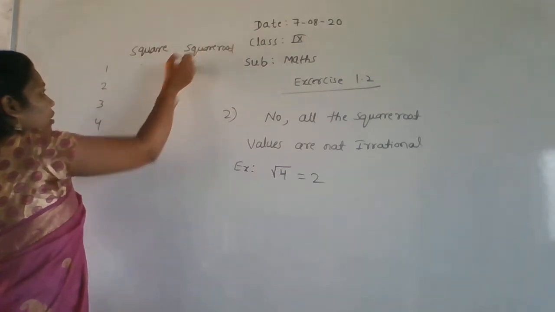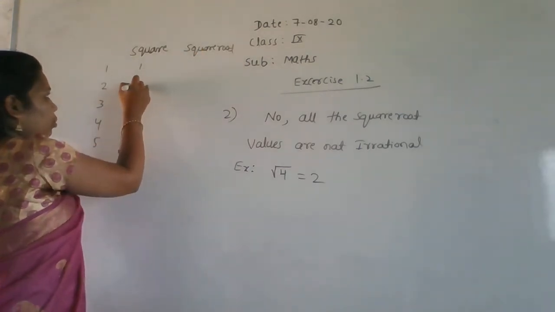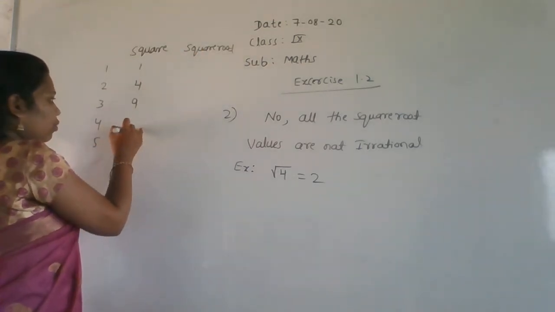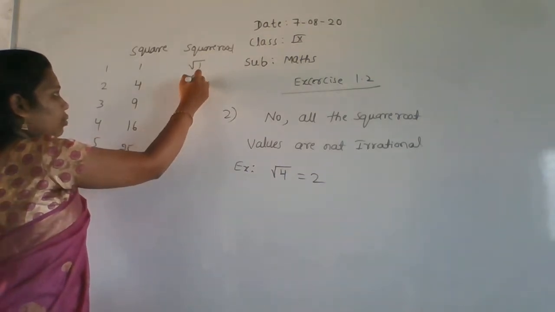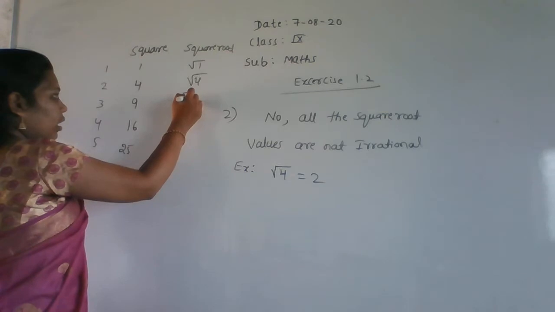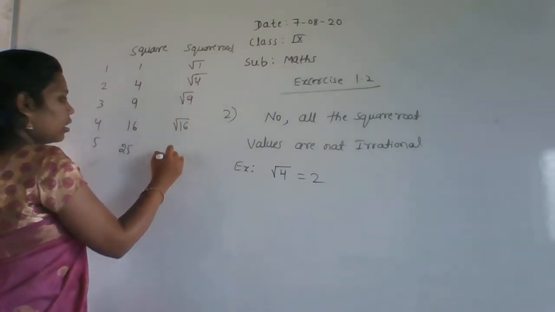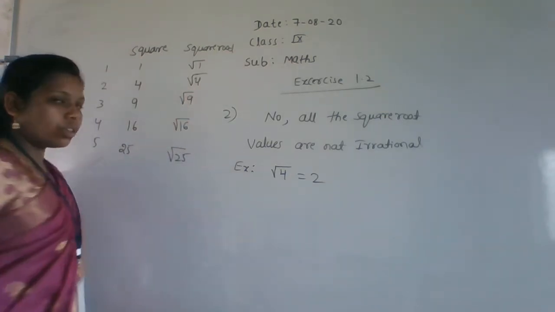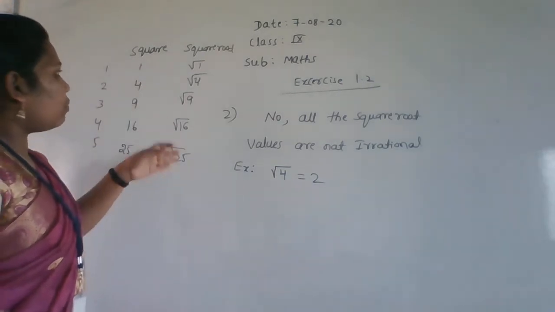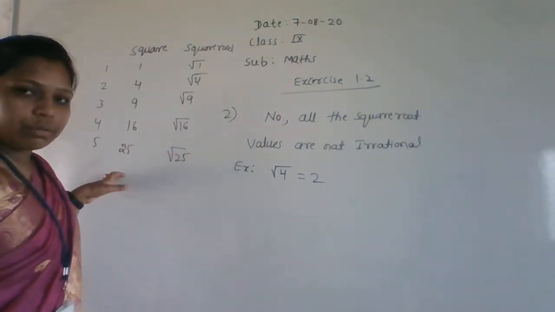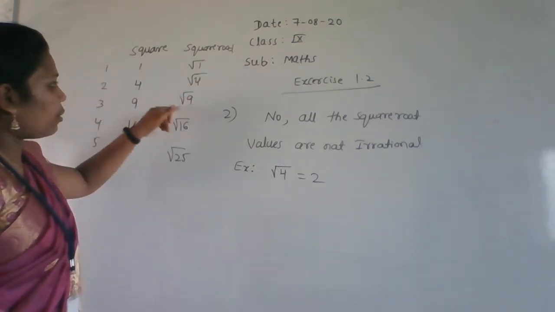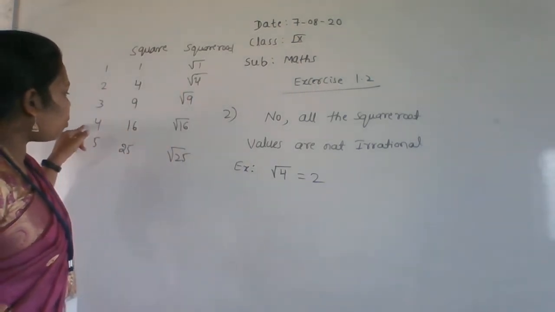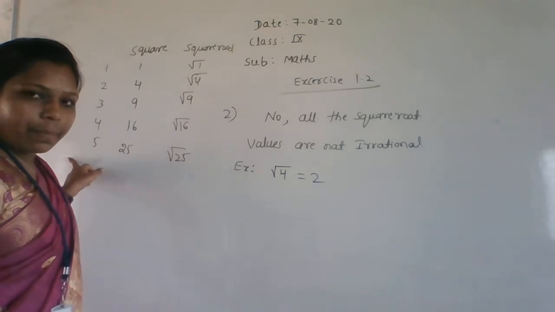Okay. So here 1, 2 2s are 4, 3 3s are 9, 4 4s are 16, 5 5s are 25. And root 1, root 4, root 9, root 16 and root 25. Okay. So these are called the square root values. These are called the square values. And the square root of 1 is 1, the square root of 4 is 2, the square root of 9 is 3, the square root of 16 is 4, the square root of 25 is 5.